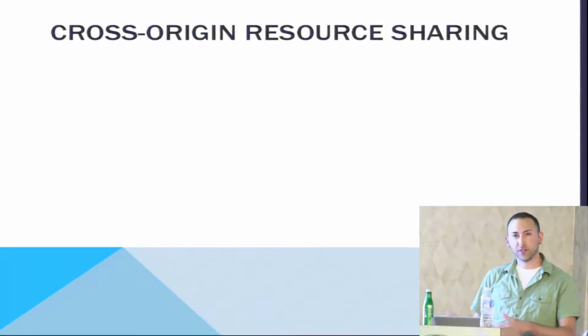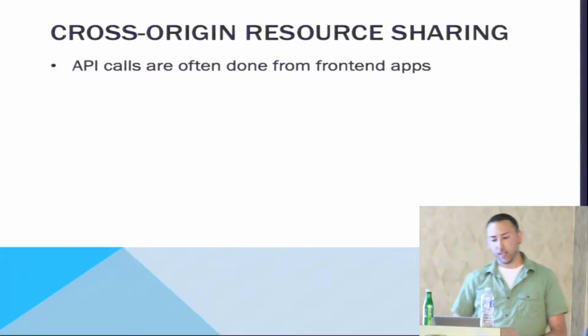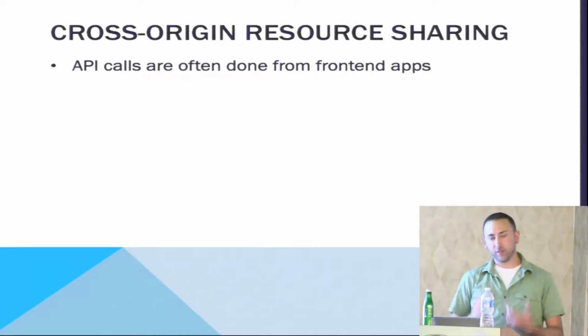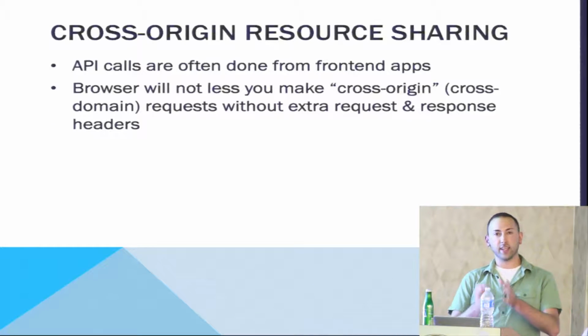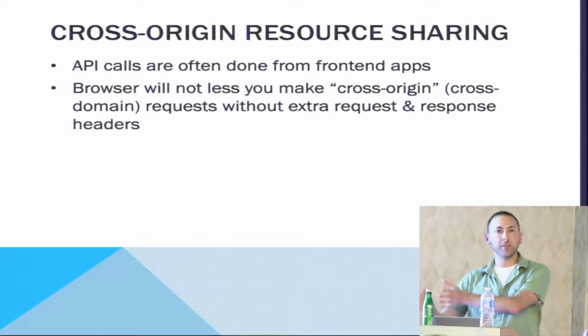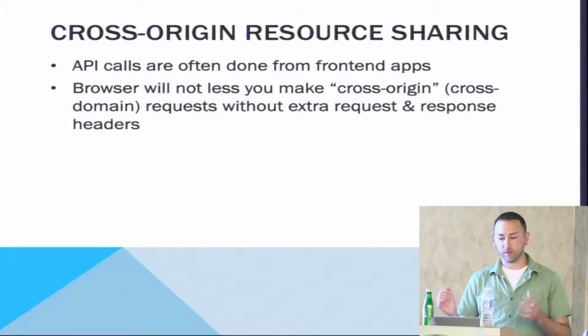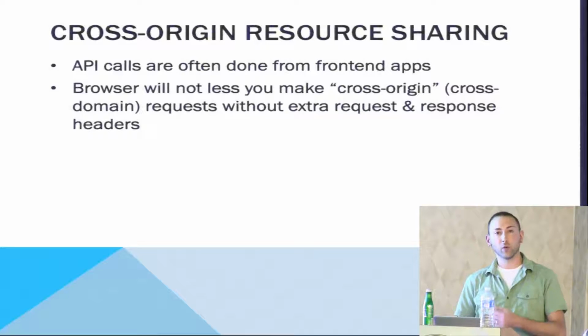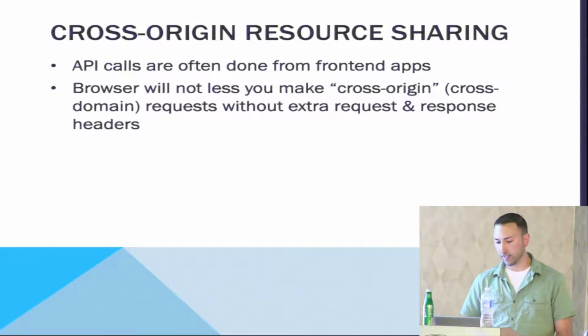So I mentioned cross-origin resource sharing before. That's another challenge. API calls are often done from front-end apps. And the problem is that if you're on domain b.com and the API is on domain a.com, the browser will just throw a fit and say, we can't communicate cross-domain without you sending and receiving the proper headers that let us know that it's OK, that you intended to do that.